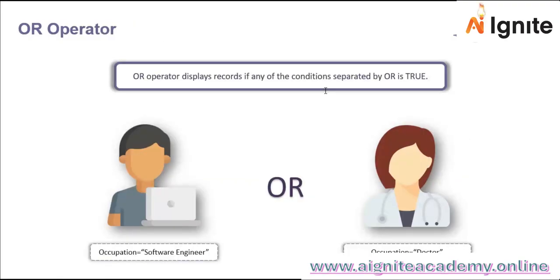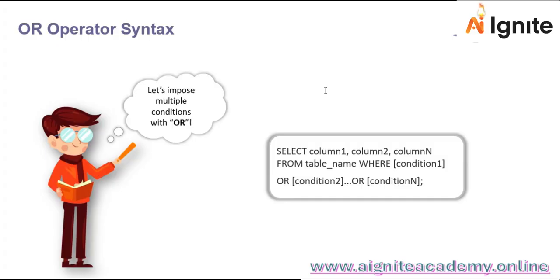Then we have the OR operator. So the OR operator displays those records where at least one of the conditions is satisfied. For example, if we want to filter out either a software engineer or a doctor, then we can use the OR operator. And this is the syntax for the OR operator. So similar to AND operator, after we give the first condition, we follow it up with the OR operator and then give the second condition.